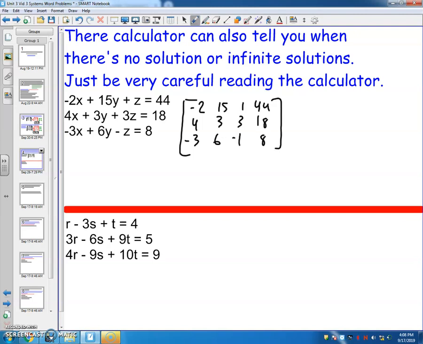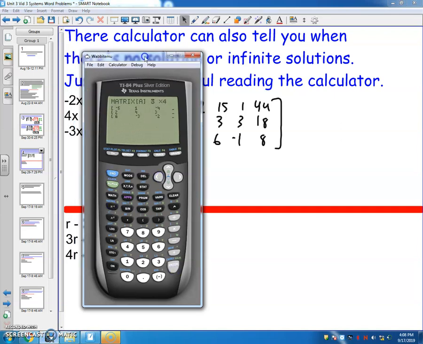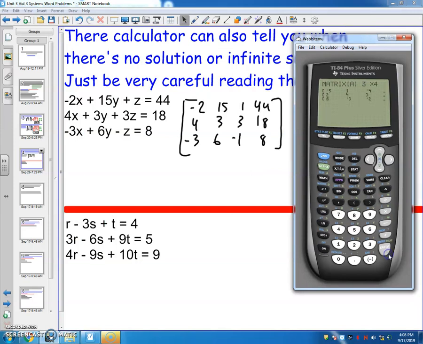I'm going to type it in the calculator. So second matrix, edit, it's 3 by 4, enter, enter. All right, negative 2, 15, 1, 44, 4, 3, 3, 18, negative 3, 6, negative 1, 8. Quit matrix. Second matrix, math, B, R, E, F. Second matrix, A, gives me this.